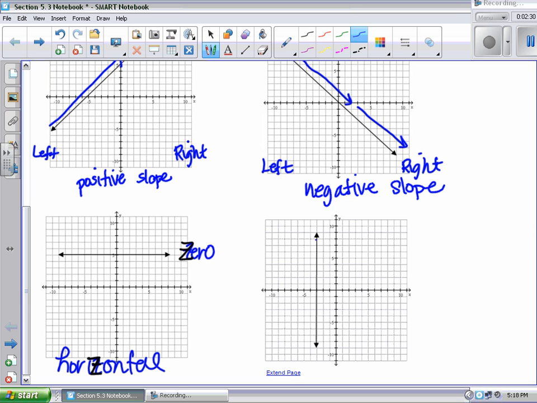And our vertical line, the line that goes straight up and down, we say that this line has an undefined slope. I know some of you in high school talked about lines having no slope. We don't use that term at this level. We're either going to use 0 or undefined so that we're clear about which kind of a line we're talking about.